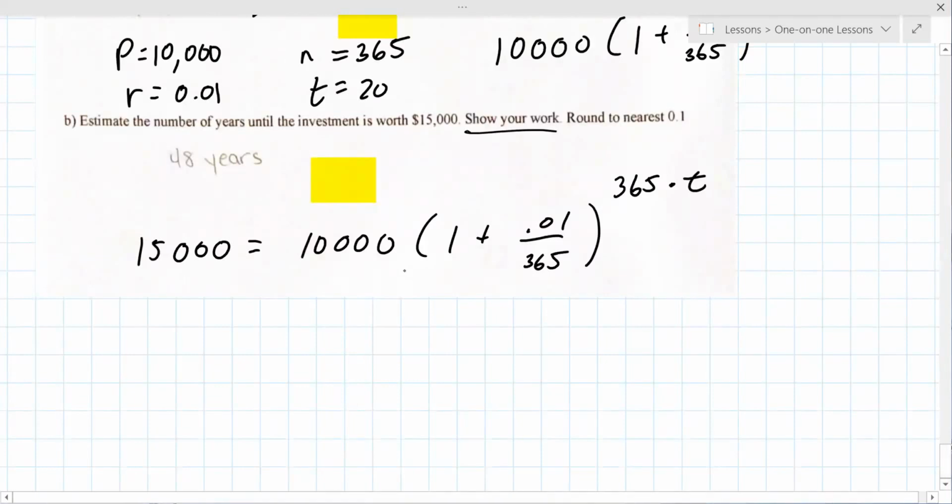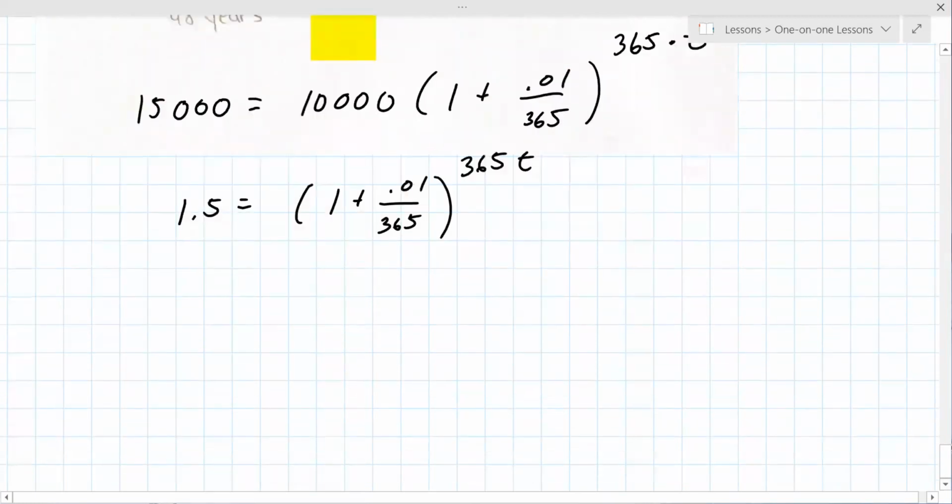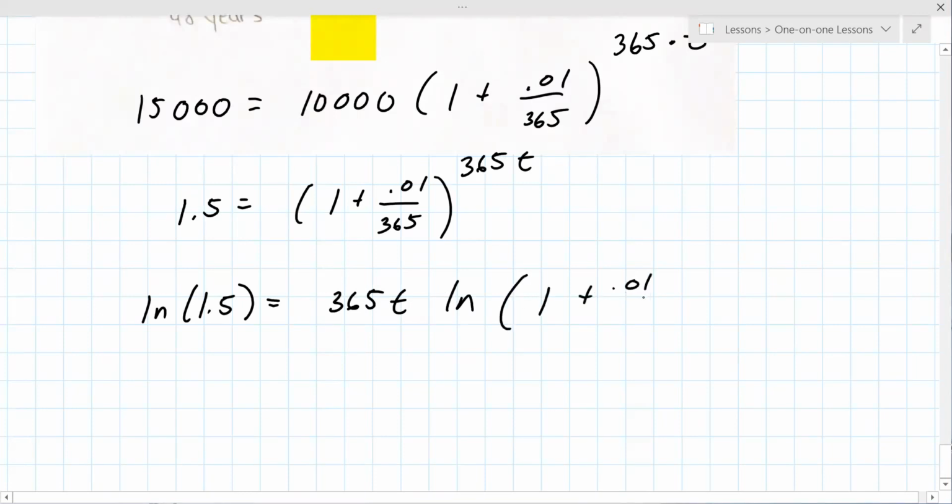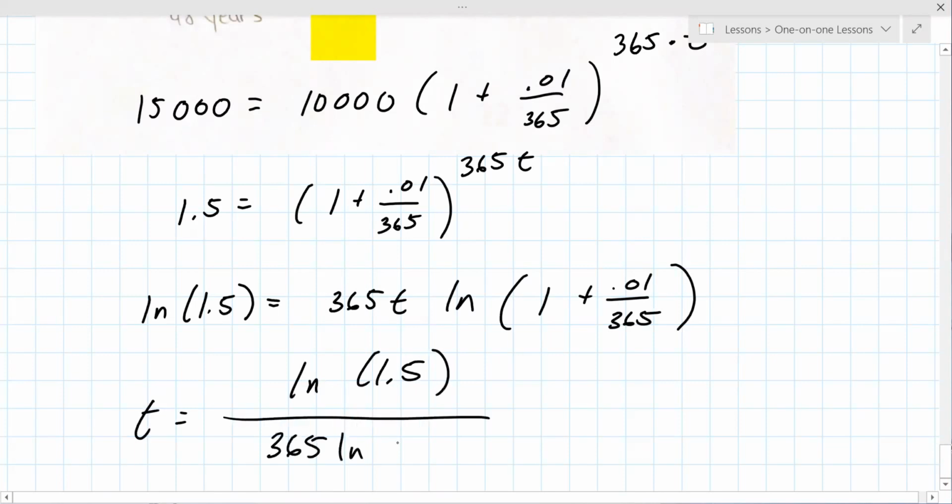But to do this correctly, you have to divide both sides by 10,000. So that gives you 1.5 equals 1 plus 0.01 over 365, to the 365t power. The only way to get a variable out of the exponent is to use natural log. So you take the natural log of both sides, and I'm just going to bring it out in front all in one step: 365 natural log of 1 plus 0.01 over 365. And then to get t by itself, you divide by all this. So t is equal to natural log of 1.5 over 365 times natural log of 1 plus 0.01 over 365.